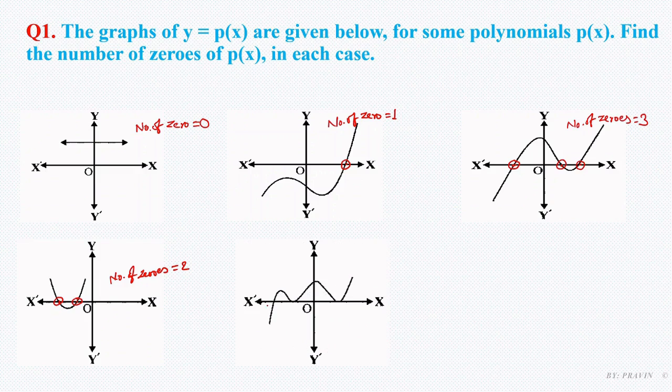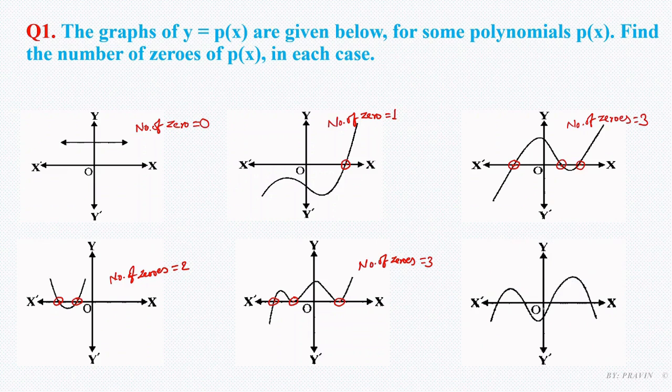Next is this graph. You find that this is a point, this is also a point, this is another point. So you have 3 points. So here number of zeros is equal to 3. And finally we have this curve.